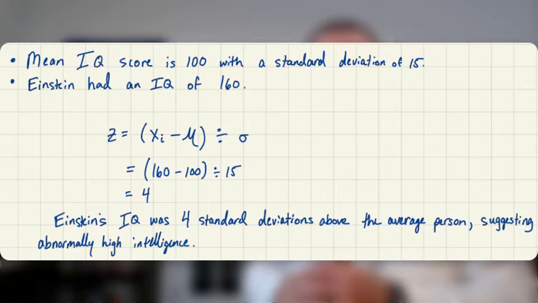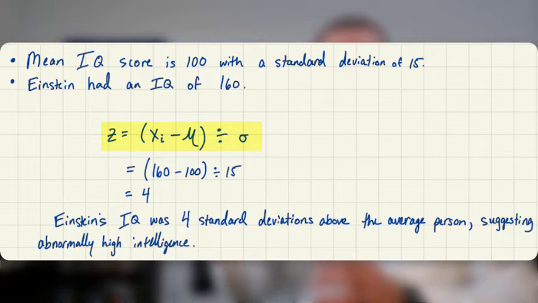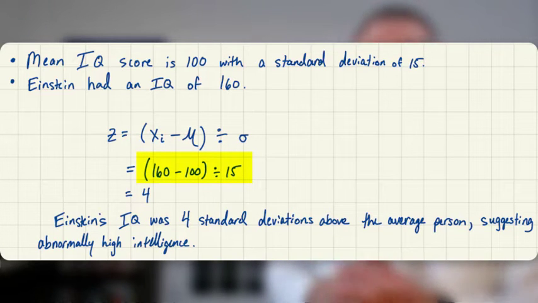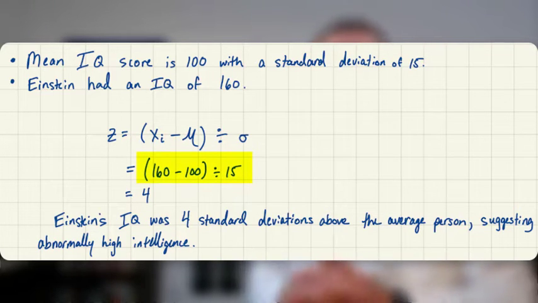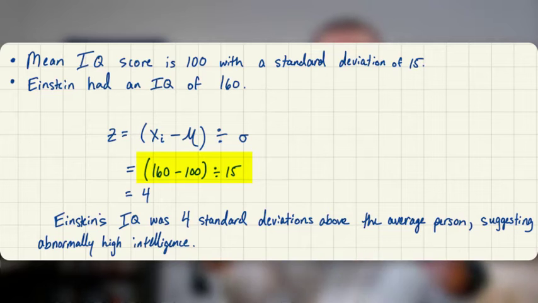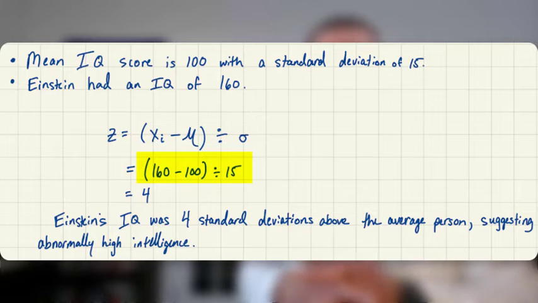So using the normal distribution, we could calculate something called the Z statistic. And the Z statistic takes the value of Albert Einstein's IQ, which is 160, and subtracts from it the average IQ, which is 100. Right? So Albert Einstein's IQ was 60 points higher than the average person's IQ. Okay? So now we have a measure of how much above the average Einstein was.